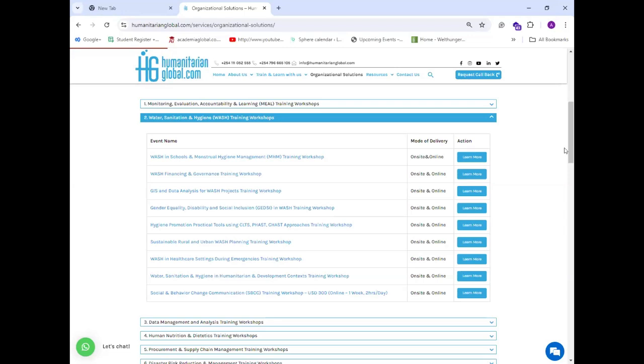We do also have GEDSI, that is the Gender Equality, Disability and Social Inclusion training workshop. We do also have hygiene promotion practical tools. And this is very important, using the CLTS, getting to learn more about the CLTS approach, the FAST, the CHAST, and among others. And also we do have the Sustainable Rural and Urban WASH Planning. So this is a contemporary course looking into some of the contemporary issues when it comes to WASH. We do also have WASH in healthcare settings, and this is during emergencies. And then we do have social behavior change communication, and also a crash course on water, sanitation and hygiene.